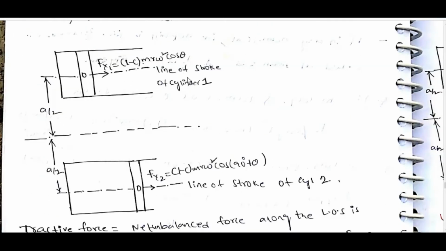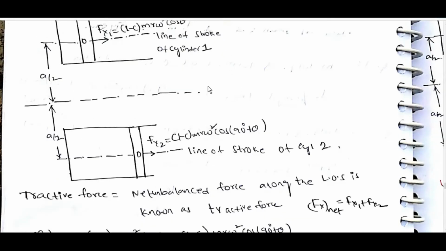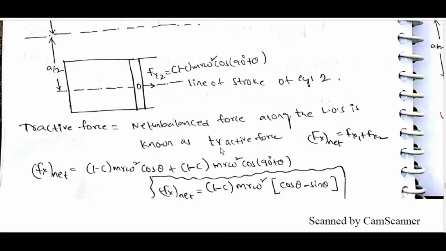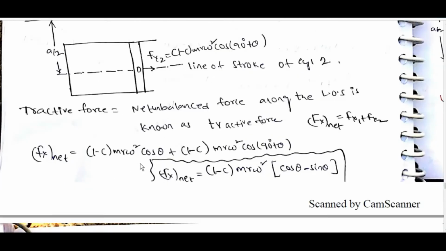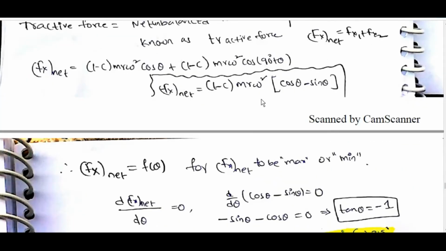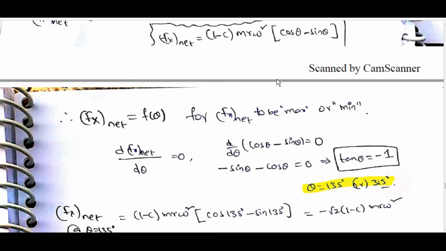For the line of stroke, cylinder 1: Fx1 is (1 minus c) m r omega square cos theta. For cylinder 2: Fx2 is (1 minus c) m r omega square cos (90 plus theta). Tractive force is the net unbalanced force along the line of stroke. Fx net is equal to Fx1 plus Fx2, which is (1 minus c) m r omega square cos theta plus (1 minus c) m r omega square cos (90 plus theta). So Fx net is equal to (1 minus c) m r omega square (cos theta minus sin theta).